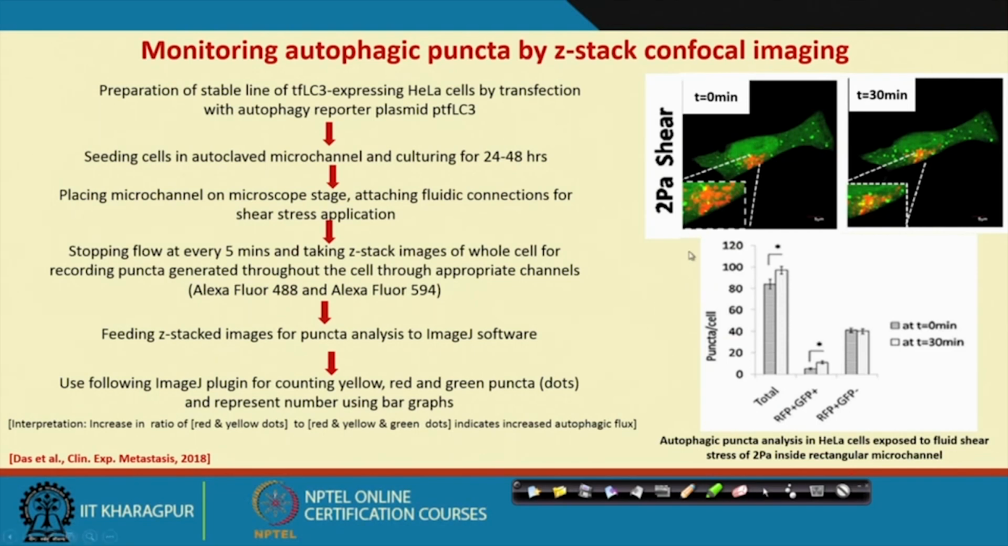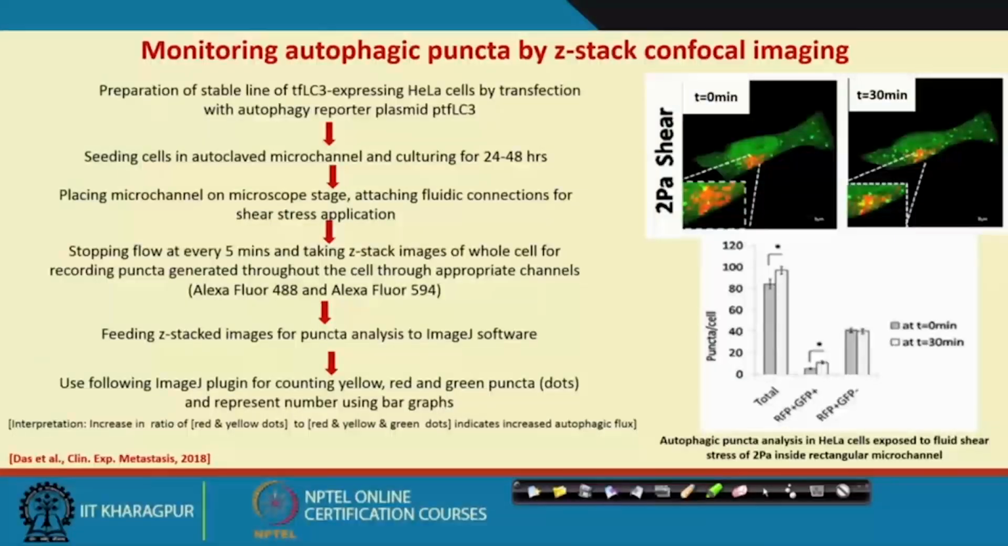If we go through the results, this is the 0 minute when there is no shear stress, and residual autophagy is always there. Then if we give 2 Pascal shear for 30 minutes, the red and yellow puncta concentration increases, which indicates that the autophagy phenomenon is increased during 2 Pascal shear stress for 30 minutes. This is represented by this curve. You can see the puncta per cell, in total RFP, GFP plus, RFP, GFP minus.